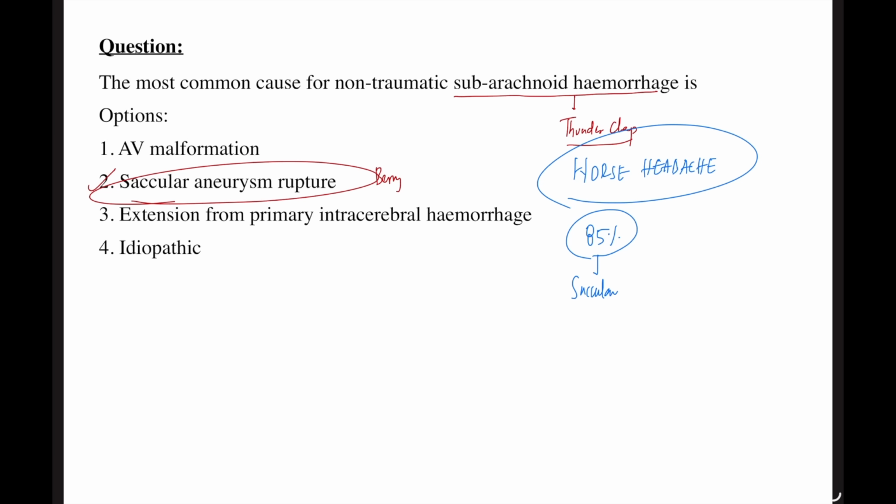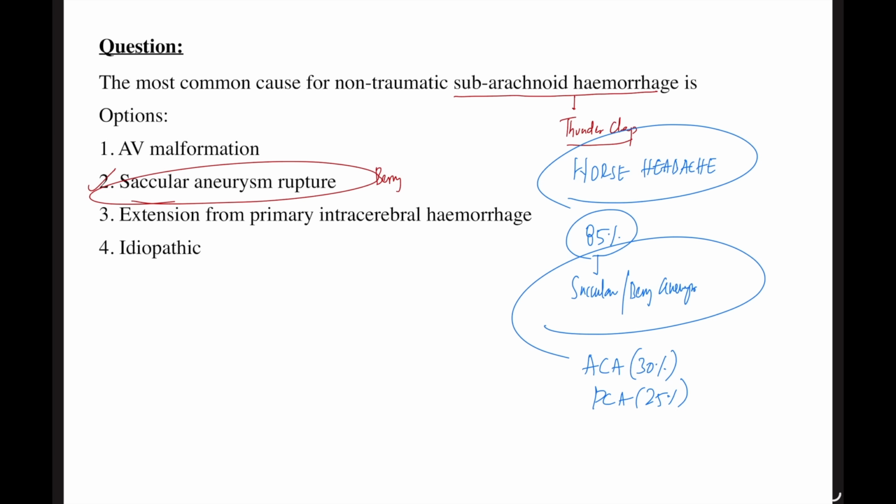Almost 85% of the subarachnoid hemorrhages are because of saccular or berry aneurysms, which occur at the bifurcation of the cerebral arteries. And the most common site is anterior communicating artery. That's almost 30% of them come from anterior communicating artery. Next is posterior communicating artery, 25% of them, and middle cerebral artery in the order of preference 20%. Maybe in the future they'll ask you sequential arrangement kind of questions in this. The subarachnoid hemorrhage is mainly because of the saccular aneurysmal rupture.